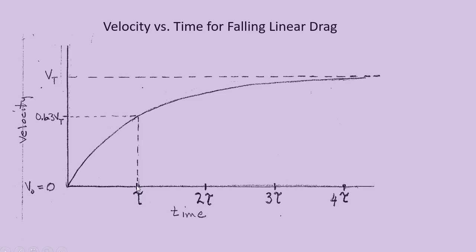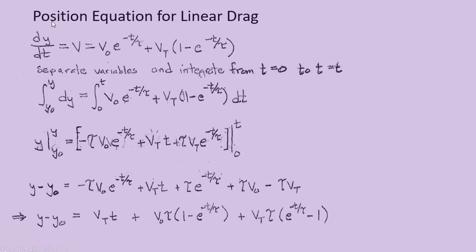And notice at 1 tau, the velocity is 63% of the terminal velocity. By the time you get to 4 times tau, you are essentially, for all practical purposes, at terminal velocity. We do consider an object reaching its terminal velocity in the case of linear drag at 4 times its characteristic time. Let's go on now and look at establishing an equation for position.